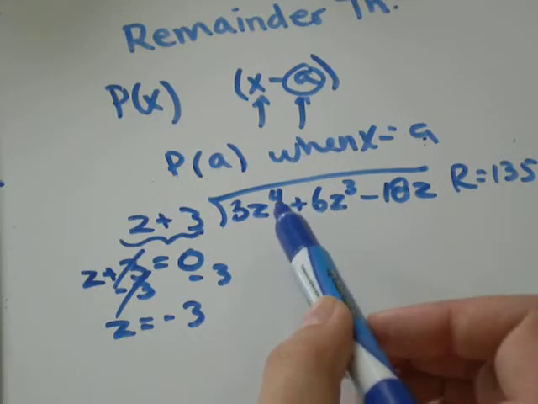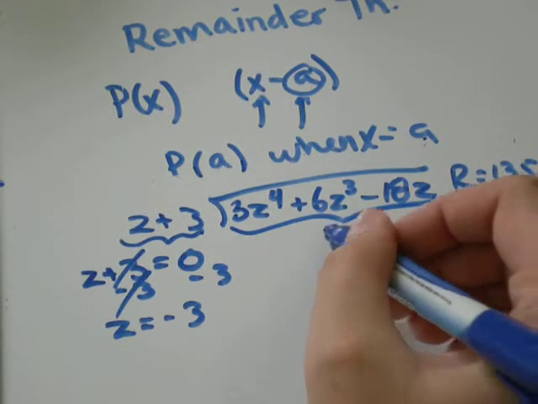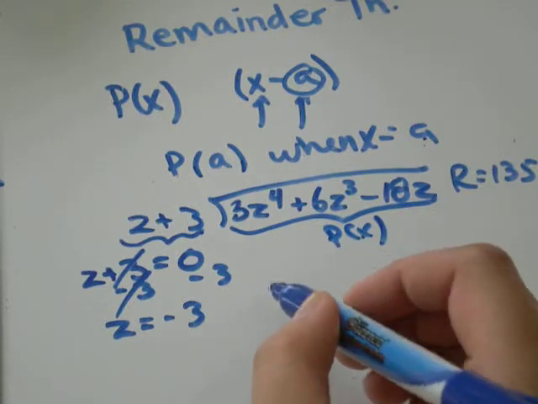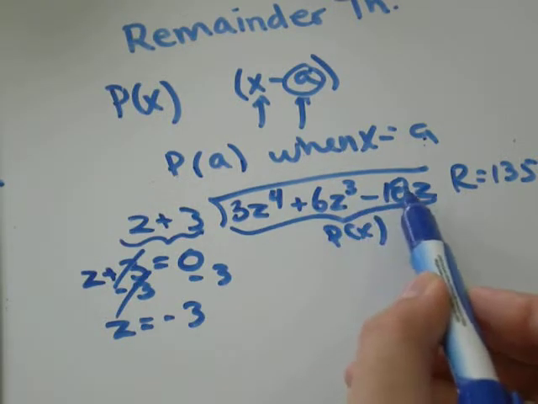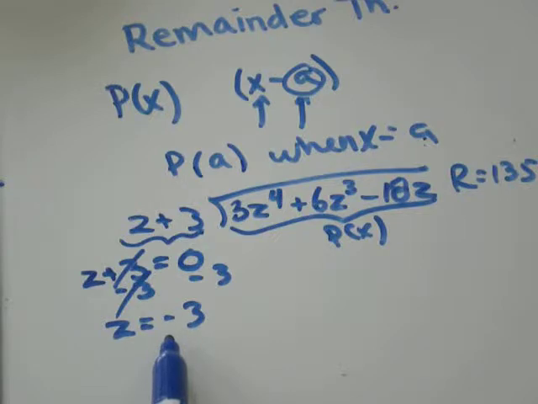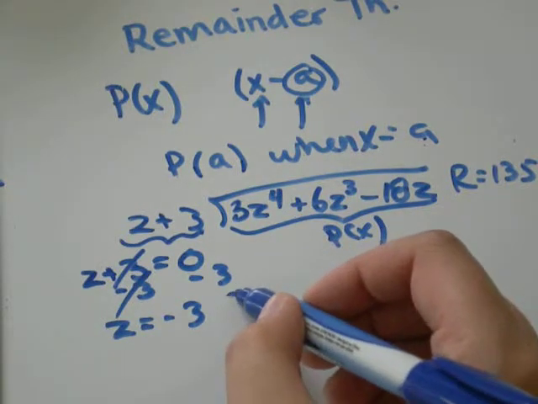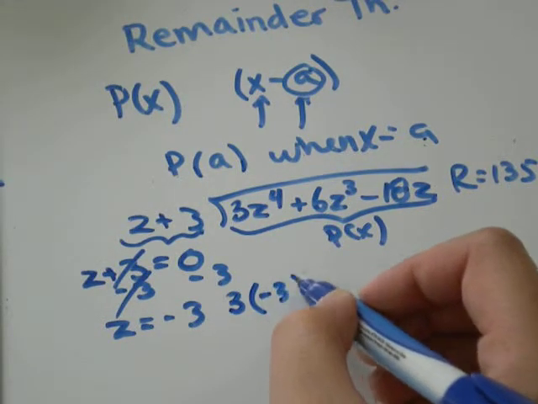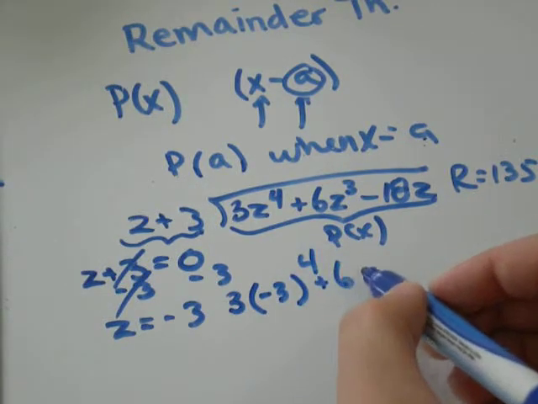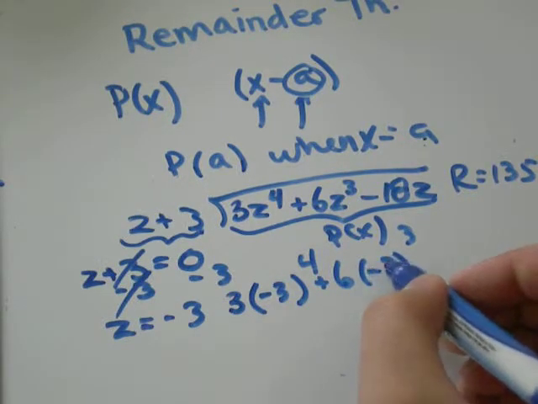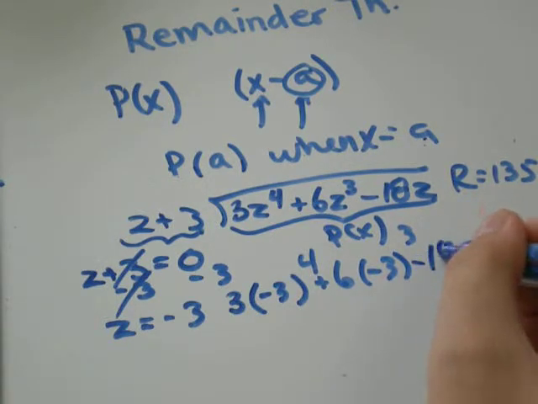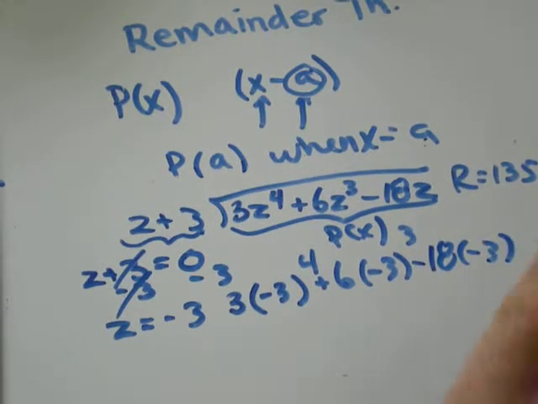All I need to do then is look at my original polynomial, p of x, and everywhere you see your variable, replace it by what you said that variable was equal to. So instead of 3z to the 4th, it'll be 3 times negative 3 to the 4th, plus 6 times negative 3 cubed, minus 18 times negative 3. And when I figure all that out, it should be equal to 135, which is the remainder I found when I did it with long division.